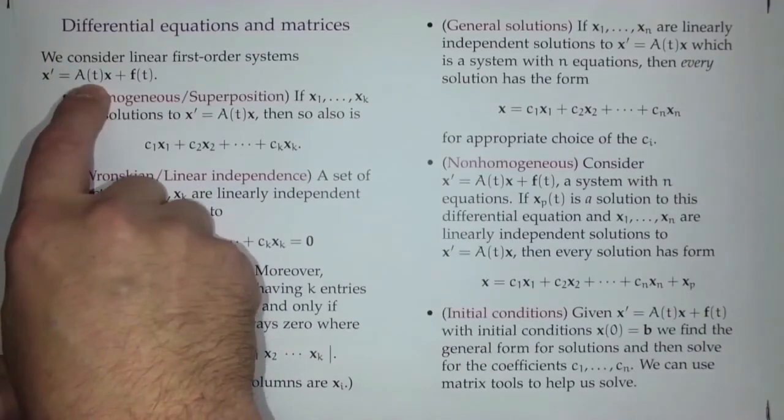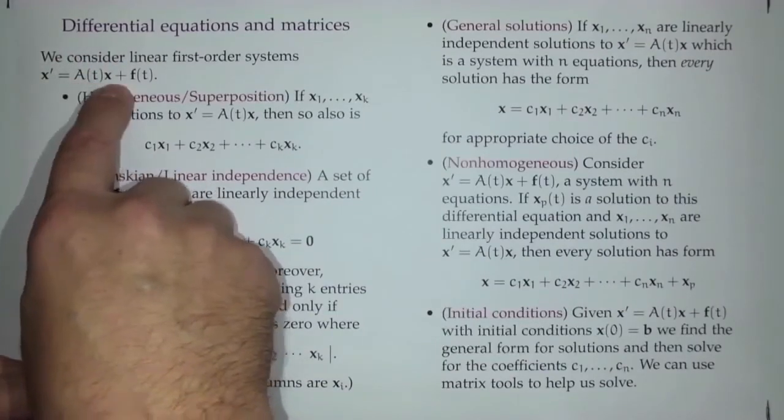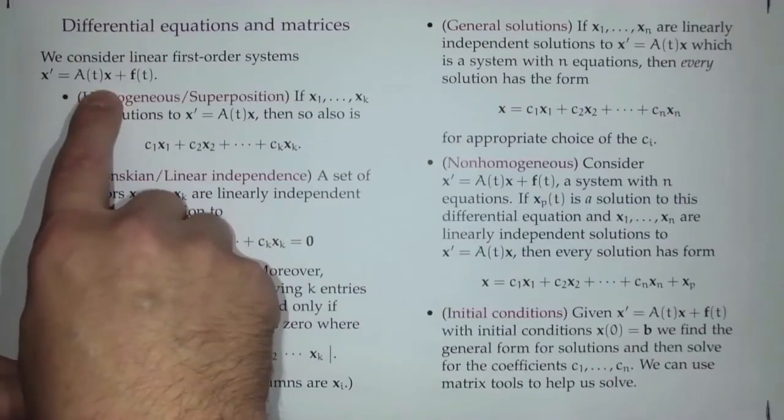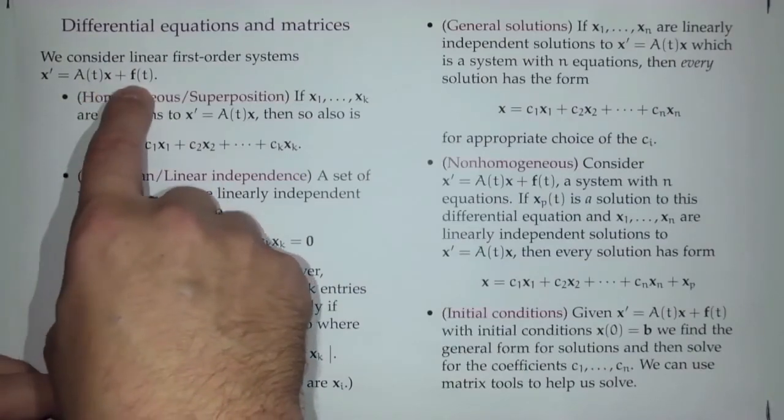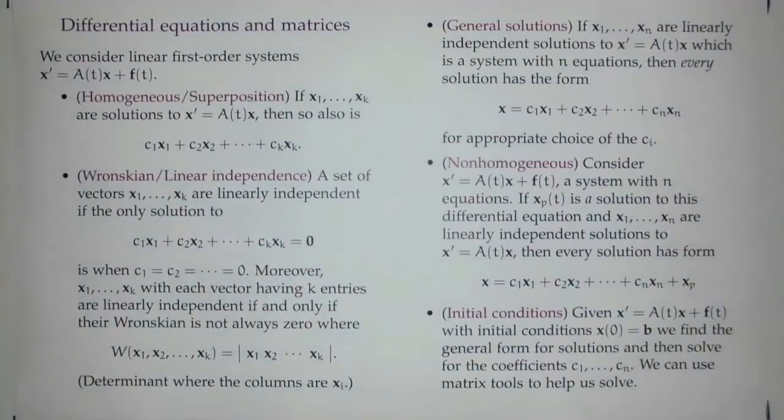A of t isn't just a function, it's a matrix of coefficients. X is, again, a vector of functions, particularly the vector we're looking for, and f of t is a vector of functions. But it looks basically like the same thing we talked about when we talked about linear first-order equations. So there's a couple things that we can say.